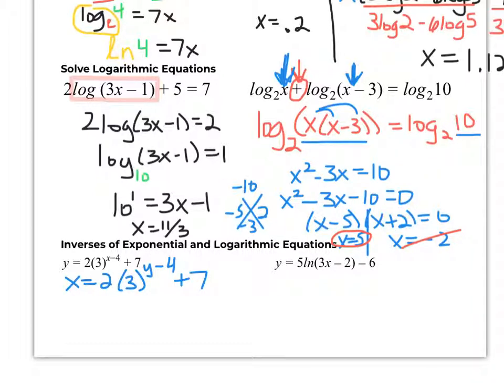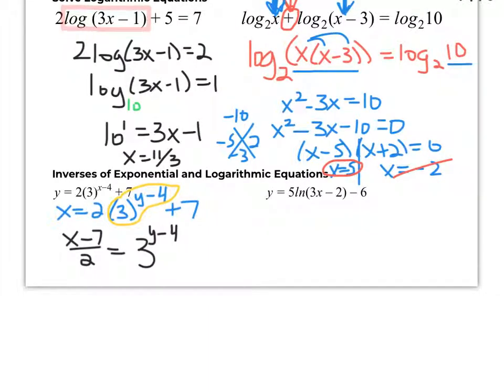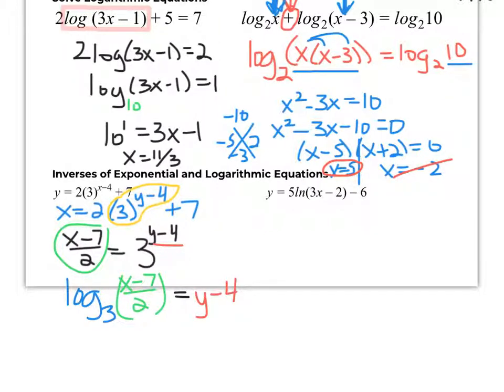So we want to get the base of 3 by itself. My two steps to do that are minus 7, divided by 2. So x minus 7 divided by 2 gets my base of 3 by itself. Once it's by itself, we use the first thing we did in the video, which was to rewrite it as a logarithmic equation. So log, what's my base? 3 of x minus 7 over 2 equals y minus 4.